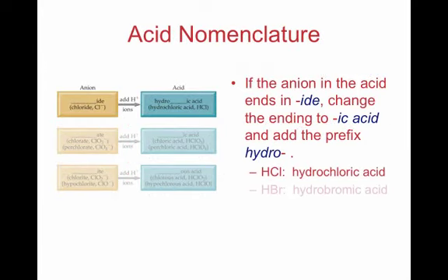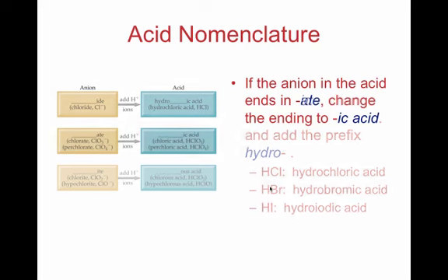Acid nomenclature. We know that it is an acid if it starts with hydrogen. A few simple rules for acid nomenclature. If the anion in the acid ends in IDE, change the ending to IC and add the prefix hydro. So if it's a binary acid, meaning it only has two elements present, we're going to add the prefix hydro, change the ending to IC, and add acid on the end. Examples of this include hydrochloric acid. These would be chloride, so the IDE will become IC.